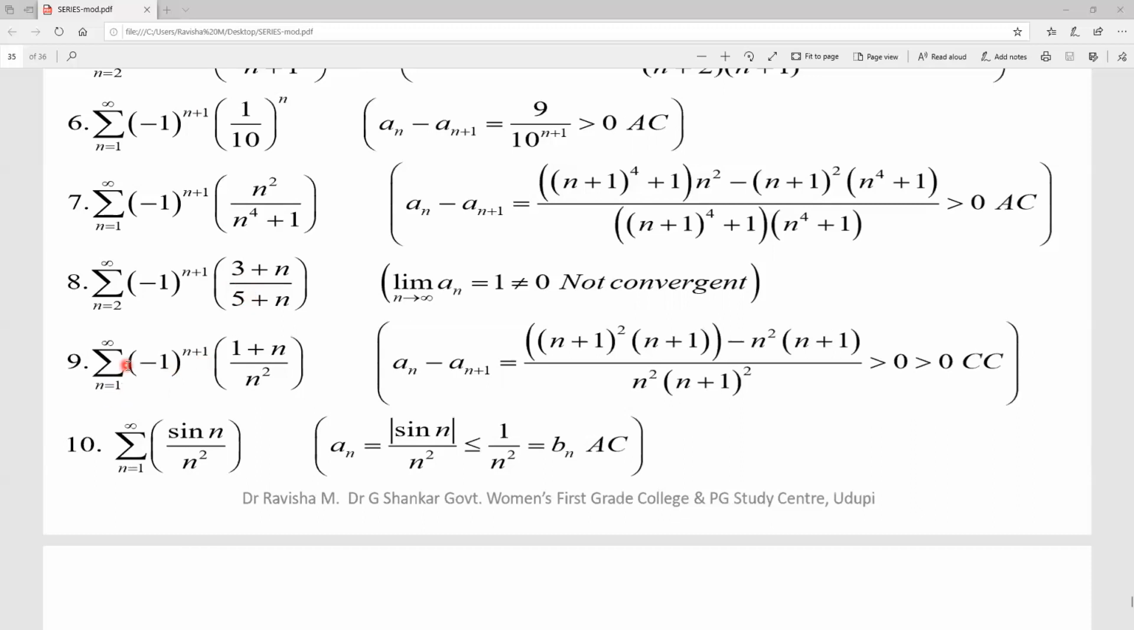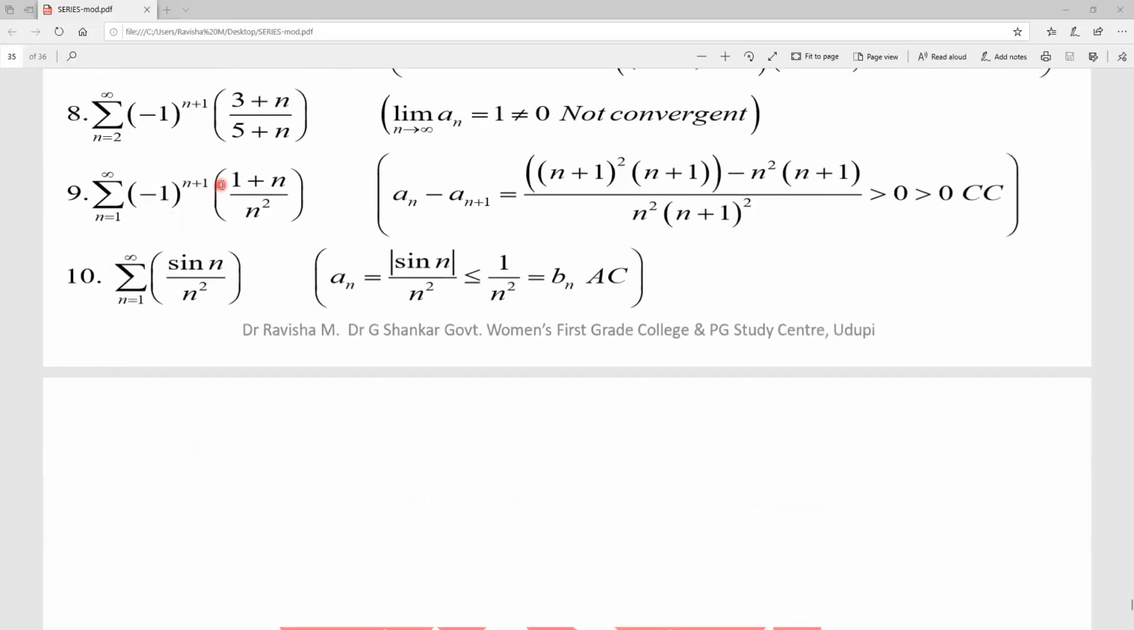The sum from n equals 1 to infinity of (-1)^(n+1) times (1 plus n) by n squared. So this is positive. First condition verified. Second condition: b_n minus b_(n+1) is again positive, since b_n is bigger than b_(n+1), and the denominator is positive, so the whole term is positive for all n greater than or equal to 1. Let us verify the third condition. Yes, 1 plus n is smaller compared to the denominator. When n tends to infinity, this goes to 0. So the third condition is also verified. Therefore, the given alternating series is convergent.